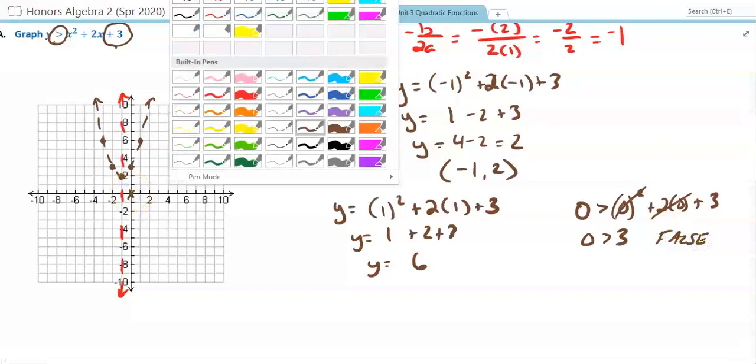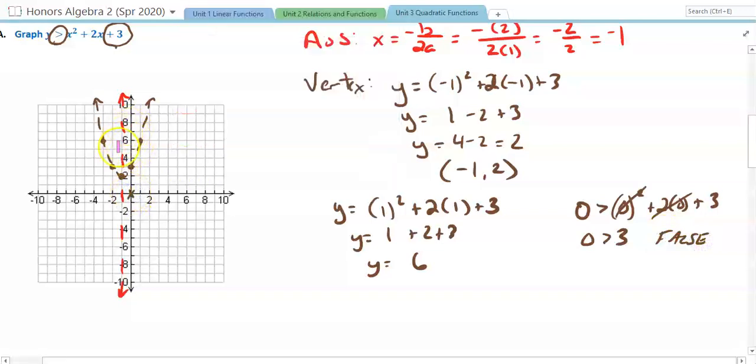And so where's my shading going to be? It is going to be inside. And again, I could go and test a point and see that it will work. So for example, if I test (0, 6), 6 will be greater than 3 because, again, those cancel out. So 6 greater than 3, that does work. So my shading would be inside the parabola in this case.